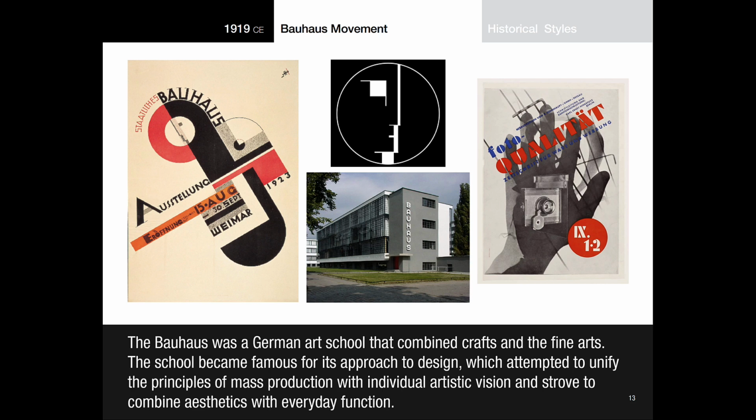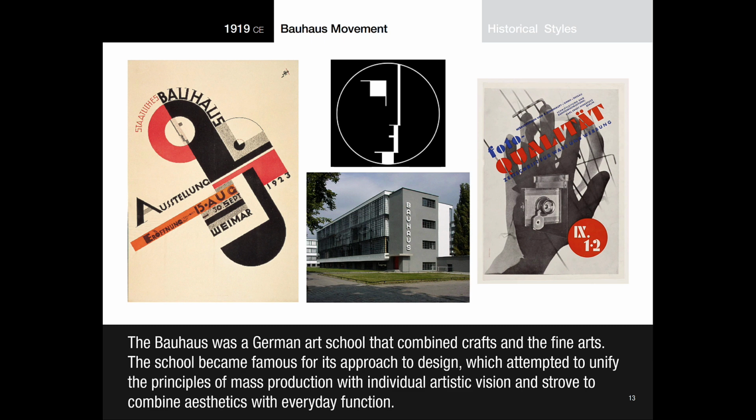It encompassed everything from graphic design to furniture design, theatrical production, and it was considered cutting edge for its time. Here's some examples, famous examples of Bauhaus work. Now, a lot of the instructors and practitioners in the Bauhaus were Jewish, and when the Nazis came to power, many of them saw the writing on the wall and fled, many of them to the United States, where they continued their career and their design.